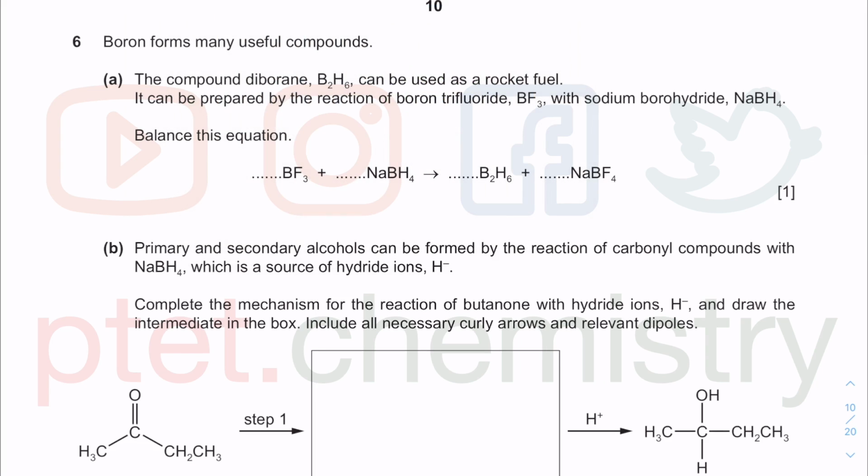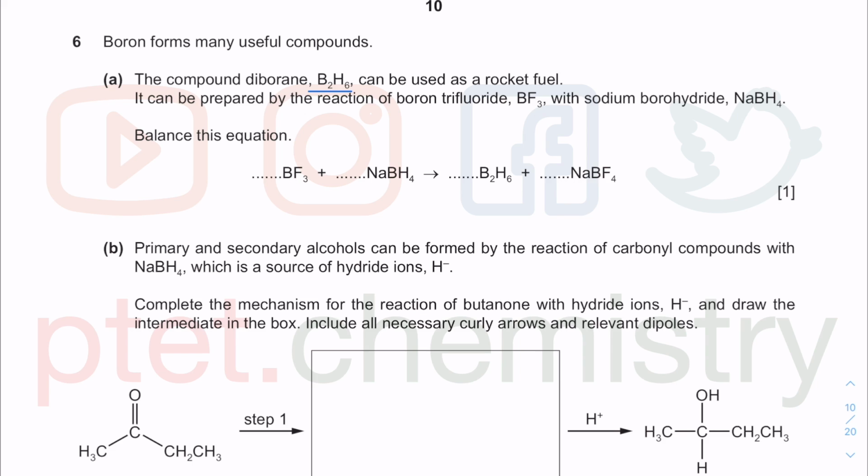In this next question, we have this boron chemistry. So this compound called diborane, B2H6, can be used as a rocket fuel. You react BF3 with sodium borohydride. We just need to balance this equation very quickly.